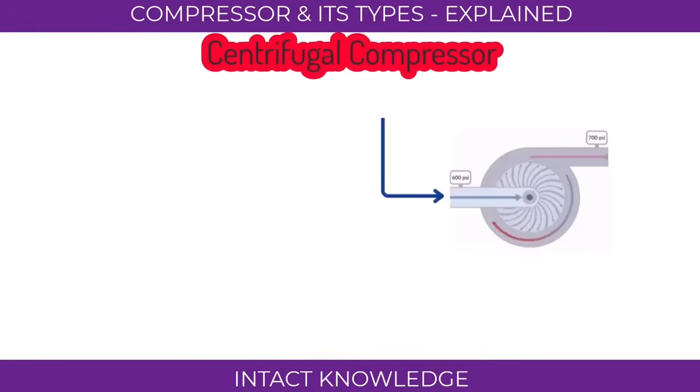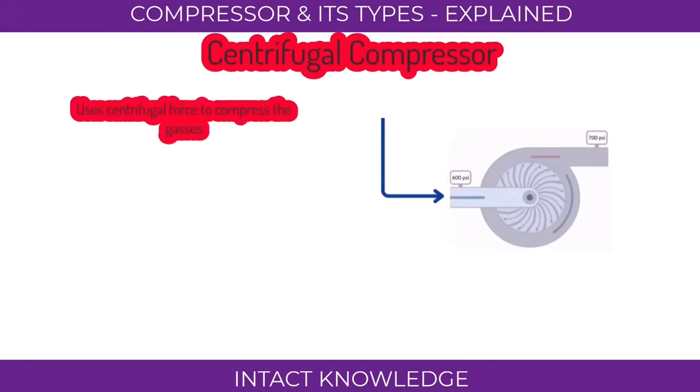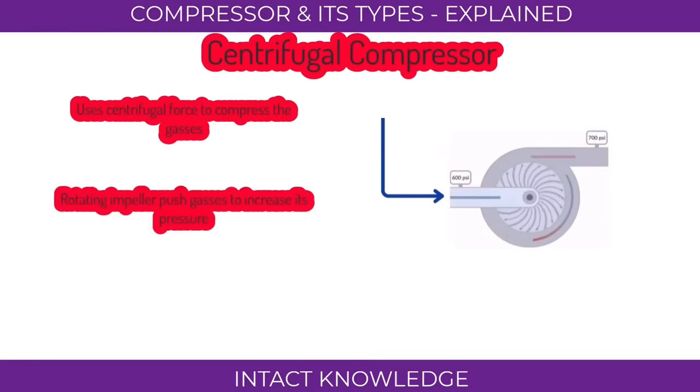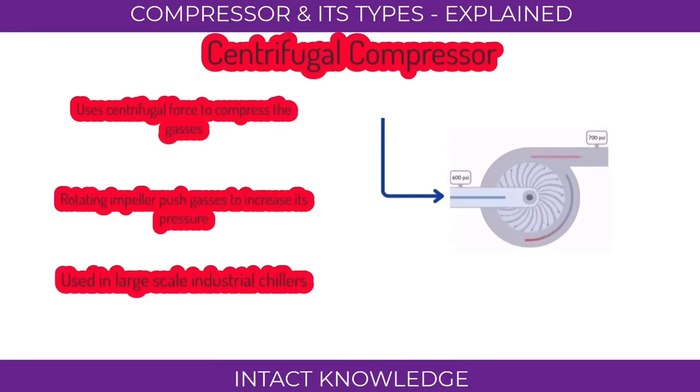Centrifugal compressor. Unlike the previous types, this compressor uses centrifugal force to compress the refrigerant. A rotating impeller accelerates the refrigerant gas and pushes it through a diffuser to increase pressure. Centrifugal compressors are typically used in large-scale cooling applications, like chillers for commercial buildings.